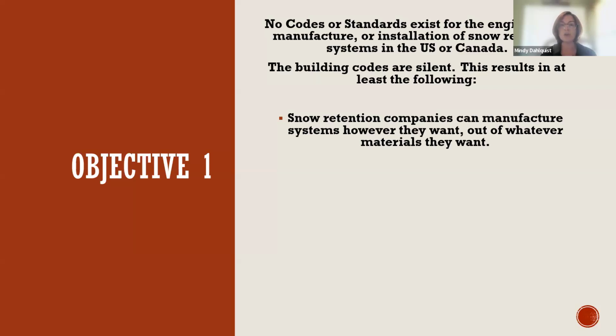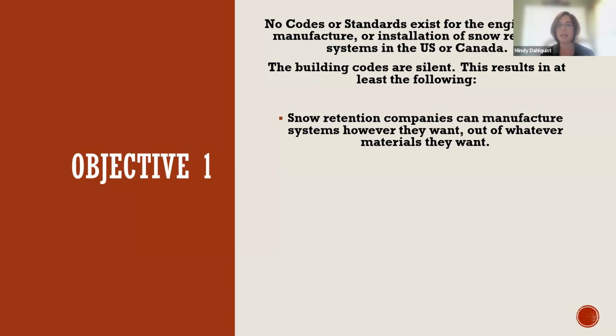So since there are no codes or standards that currently exist for the engineering, manufacturing, or installation of snow retention systems in both the US or Canada, with the building codes being completely silent about this, it does result in at least the following that we're currently aware of. The first thing is going to be snow retention companies at this time can manufacture their systems however they want and out of whatever materials they want.